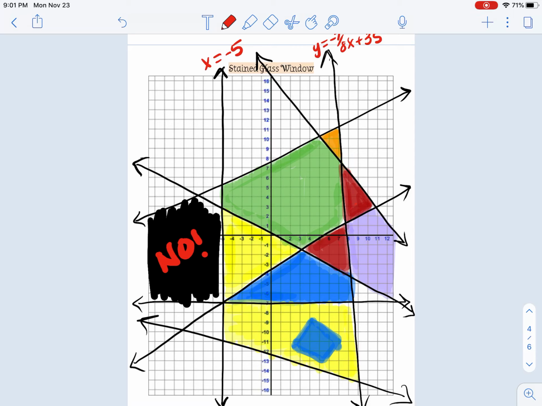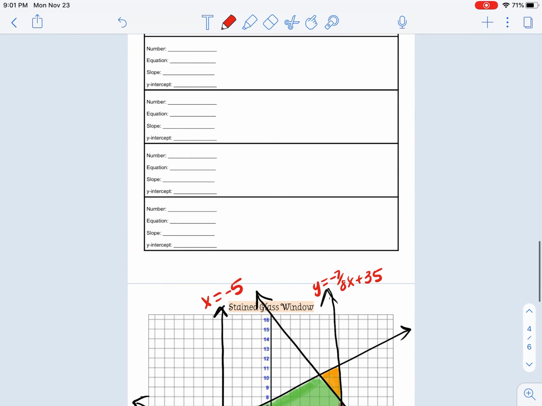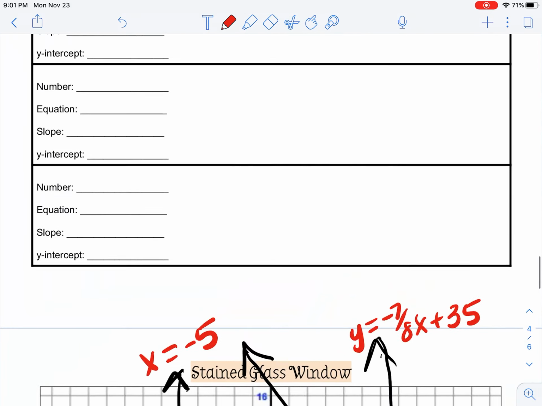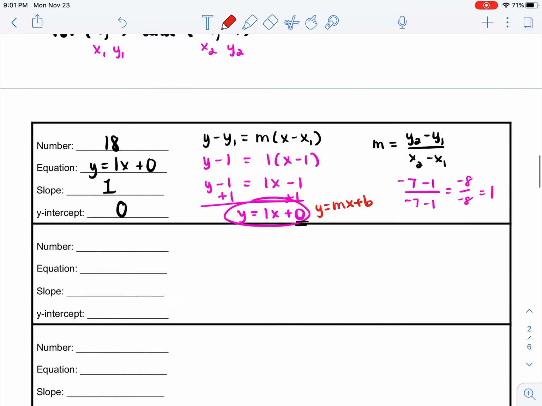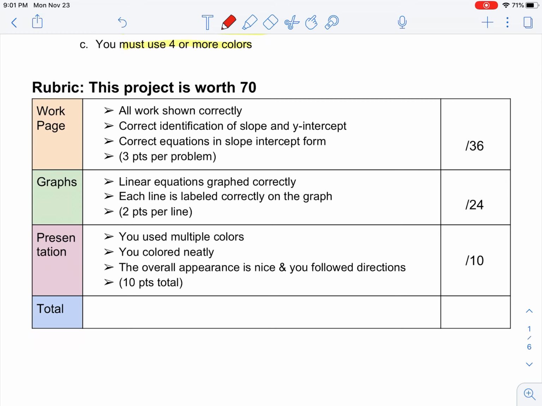After you color in your graph, that's pretty much the last part of your project other than taking pictures and submitting it. So there you have it. If you want to know the grade breakdown, that's right up here. So your work page is going to be 36 points. That is 3 points per question. And then your graphs, how are your lines neat?